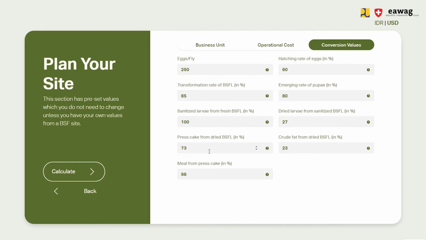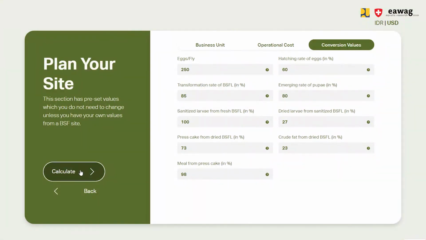The last value that you can fill in here is the amount of meal that you can expect to take out of the press cake. Here, there is a loss of on average 2%. That's due to some material remaining in the grinder unit.